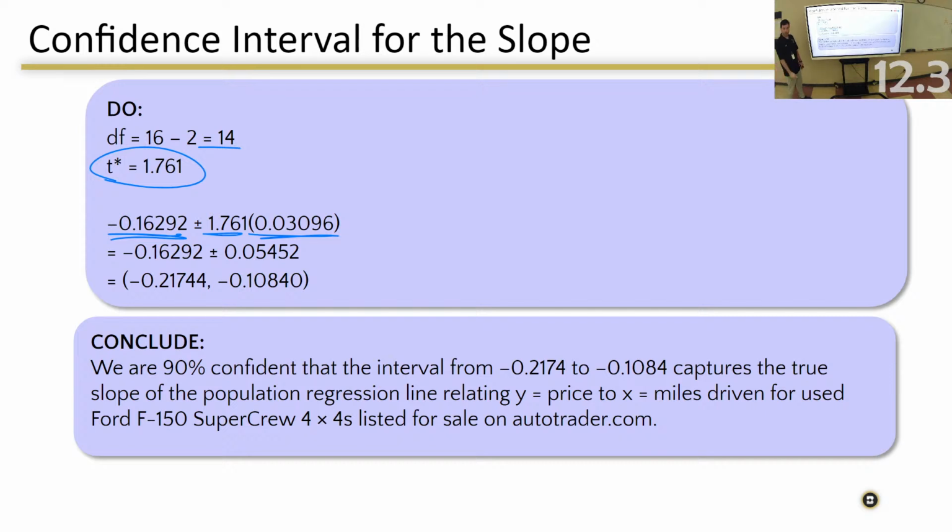And so you can leave it like this, guys. You can leave it like this if you don't want to do the mathematics. They will count it right if that's your interval. This is the true interval. And then conclude, we are 90% confident that the interval from here to here captures the true slope of the population regression line relating price to miles driven for used Ford F-150 Super Crew cabs.